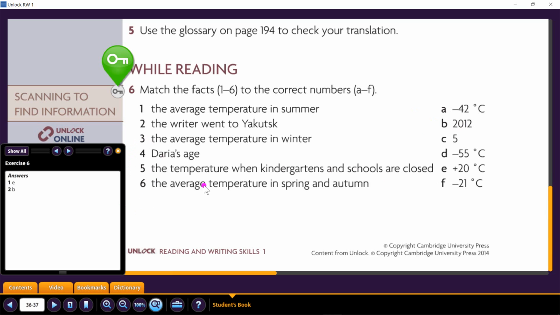Number 3, the average temperature in winter. What do you think? In winter. So here we have minus, minus, minus. You can use your logic. We cannot say winter plus 20. Winter, specifically speaking in Russia, usually the temperature degrees there are minus, below 0. So is it minus 42, minus 55, minus 21? What do you think? 3 with the A.